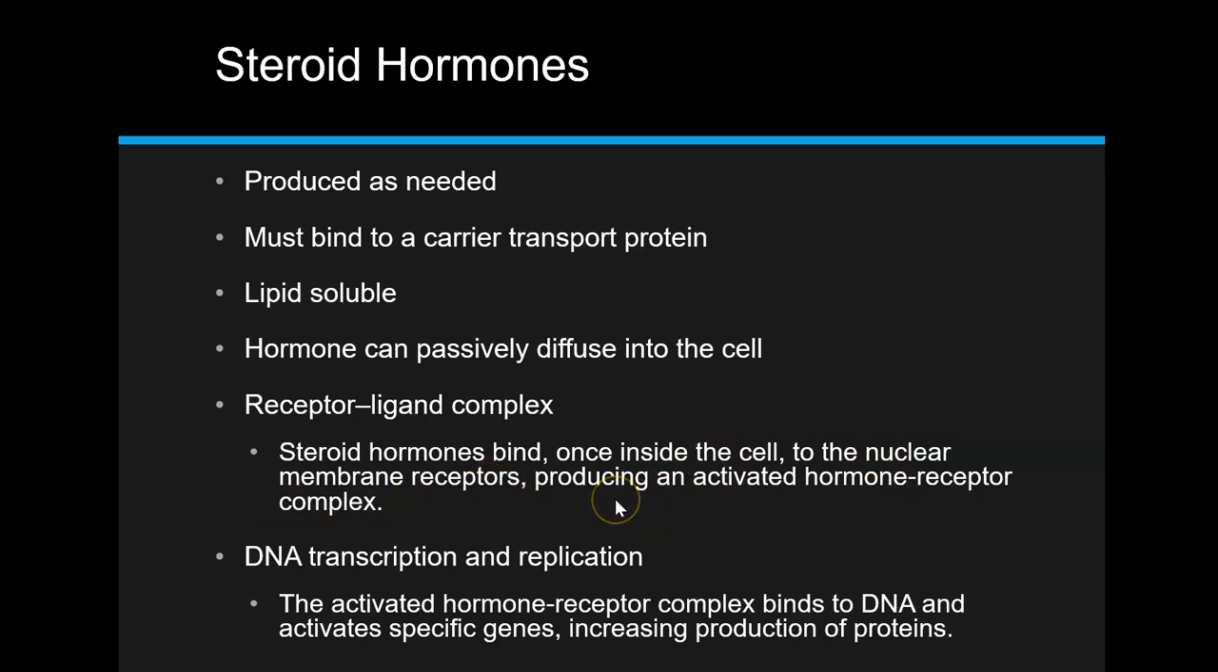And then that binding produces an activated hormone receptor complex, and then that usually turns a gene on or off sometimes. So when it binds, then you have DNA transcription and replication that happens in response to the activated hormone receptor complex, and it binds to DNA, activates specific genes, and increases the production of proteins.